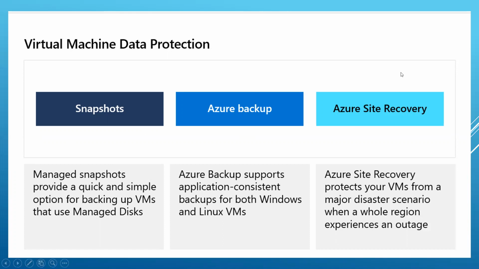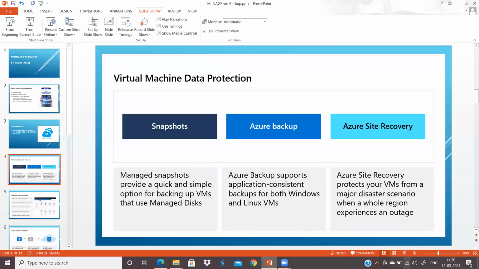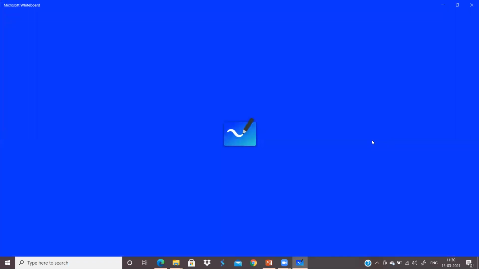The first and third topics, that is snapshot and Azure Site Recovery, are not part of today's session, because we are mainly focusing on Azure Backup. But let's discuss snapshot. What do you understand by snapshot? A snapshot means taking an image of the VM at a particular time when it is running. Let me give you a quick brief on the snapshot, so that you can understand what a snapshot is and what things we are going to see.